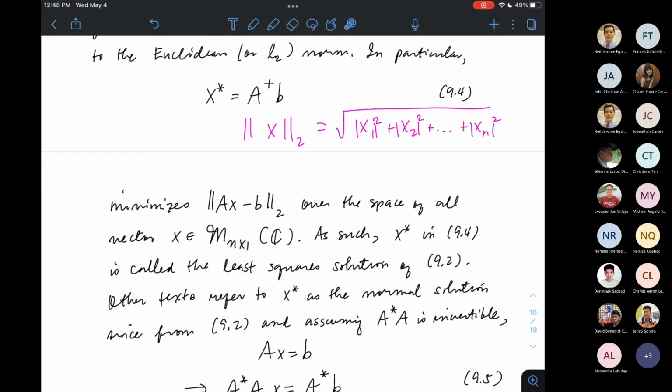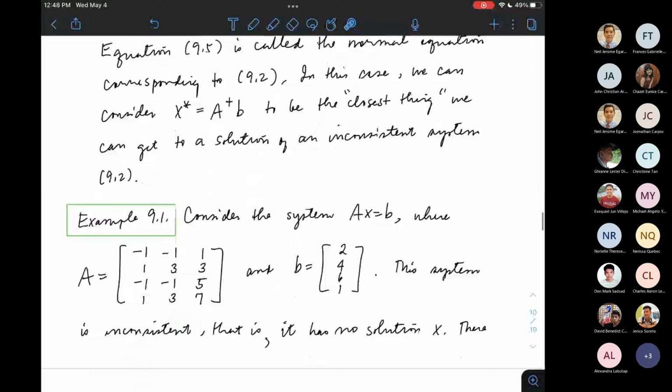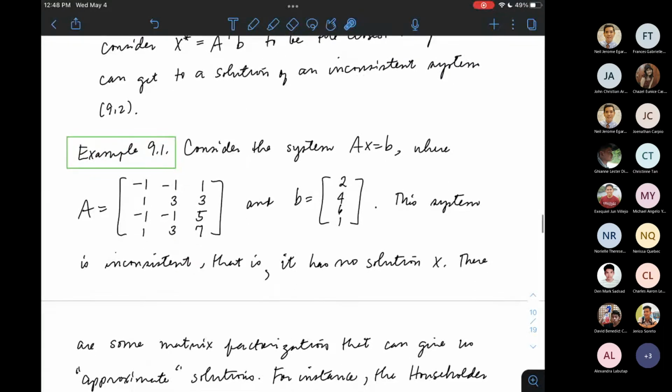And I guess I need to borrow around 5 more minutes para matapos at least yung examples dito. All right, I hope you don't mind. Hold on, guys.